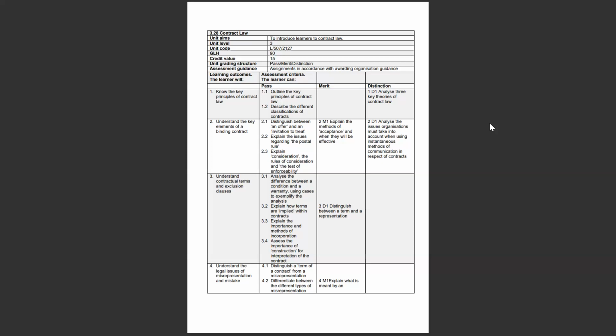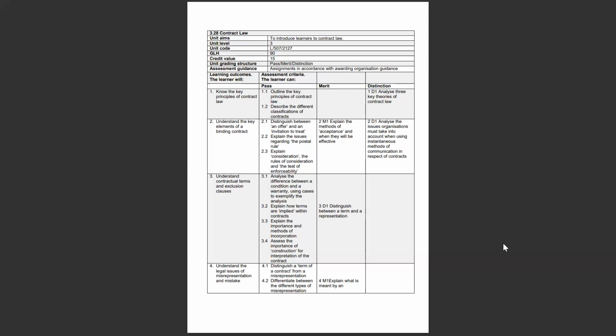To gain for learning outcome 2 a distinction mark, you will need to look at D1, which is to analyse the issues organisations must take into account when using instantaneous methods of communication in respect of contracts. Then we looked at learning outcome 3, which is to understand contractual terms and exclusion clauses.